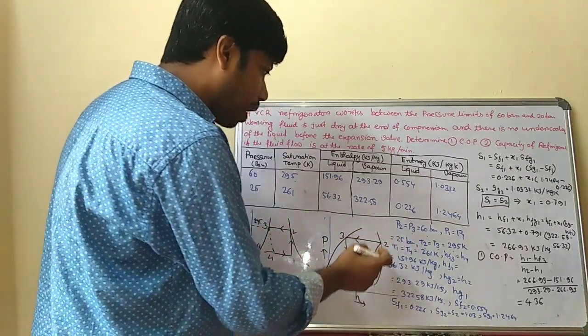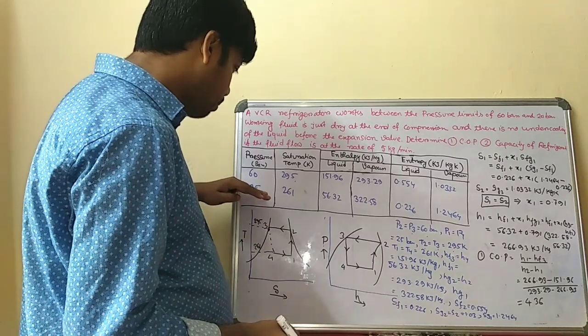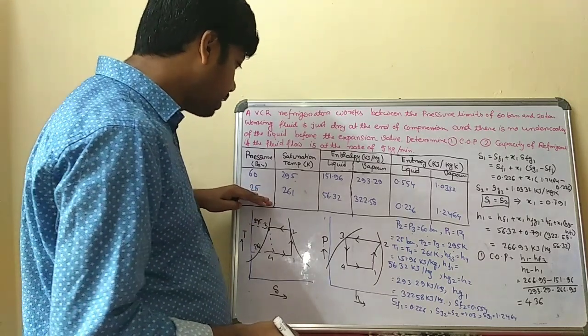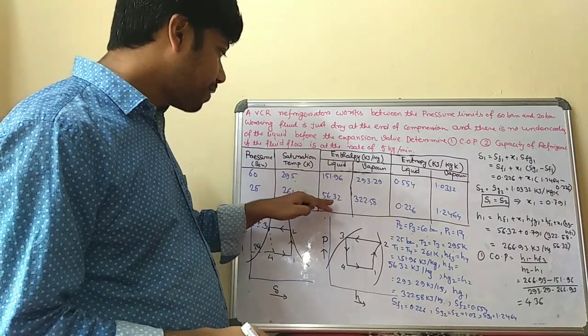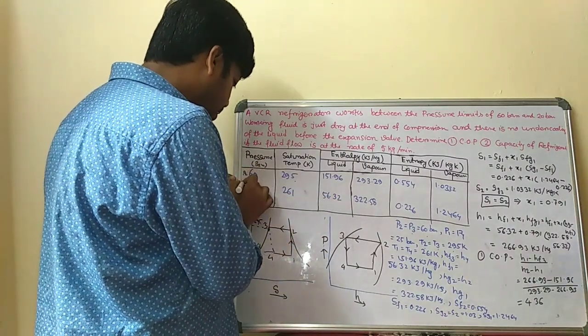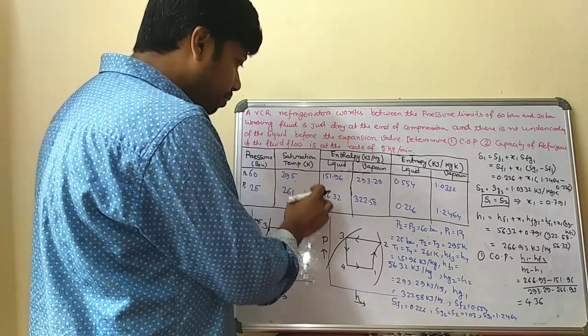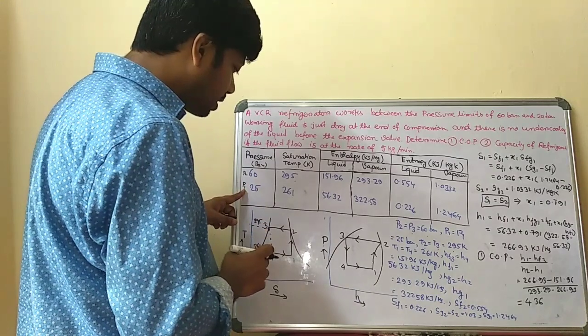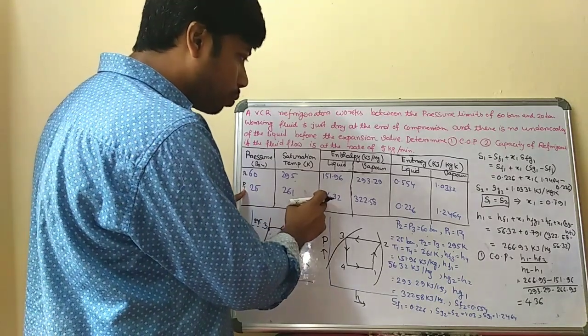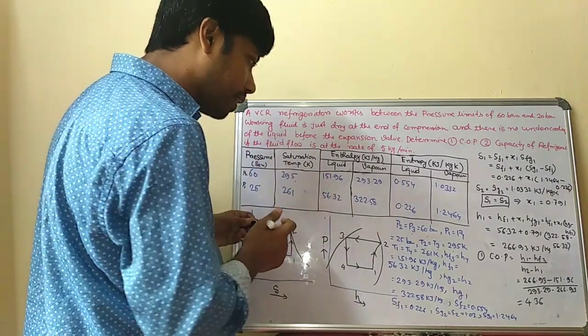And Hf1, for the corresponding evaporator pressure, the liquid enthalpy is 56.32. Suppose this is your pressure limit P2 and this is your pressure limit P1. The liquid enthalpy is given for the corresponding state 1. That means Hf1 is equal to 56.32 kilojoule per kg.